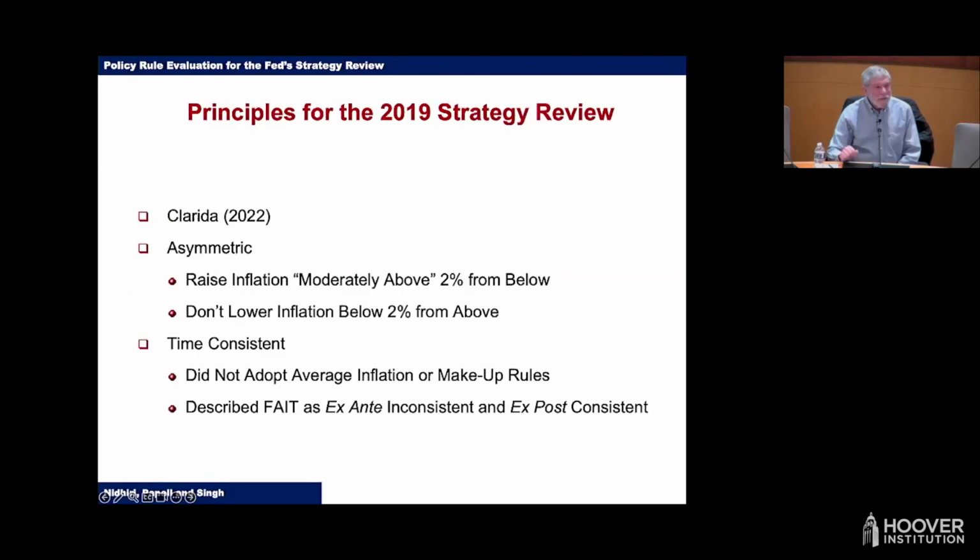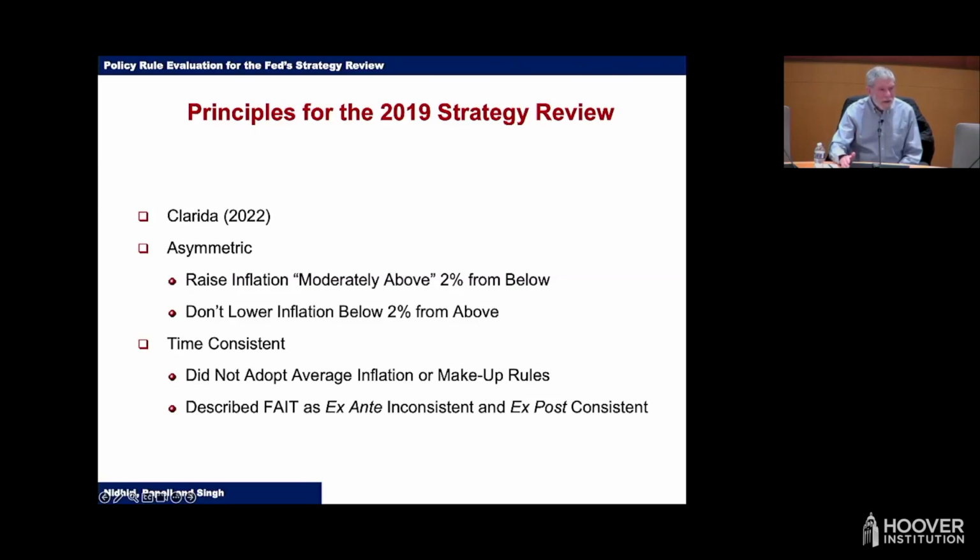The principles for the 2019 review, these are articulated by Rich Clarida in 2022, but basically starting from September 2020 in a series of speeches. One principle is asymmetric: you want to raise inflation moderately above 2% from below, but you don't want to lower inflation below 2% from above.